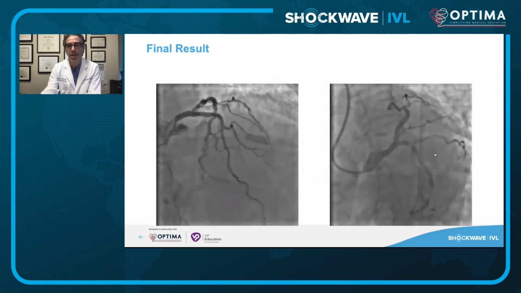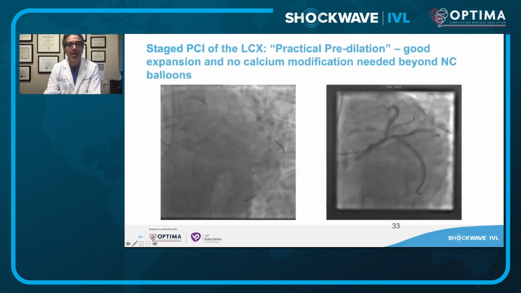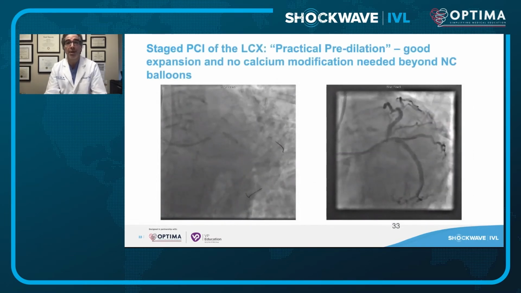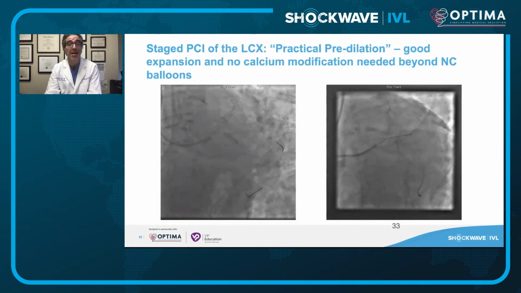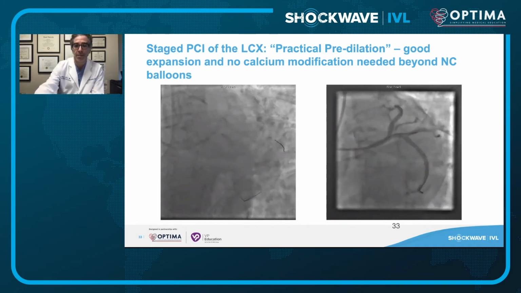But this is the final result, and I thought it was adequate given my OCT imaging with adequate expansion. If you're worried about this circumflex, I can tell you I brought her back in a couple of weeks. I used a practical pre-dilatation approach for the circumflex, and surprisingly, NC balloons expanded beautifully without any need for calcium modification beyond NC balloons. And you see here, after a culotte of the left circumflex and first OM, a really nice final result.